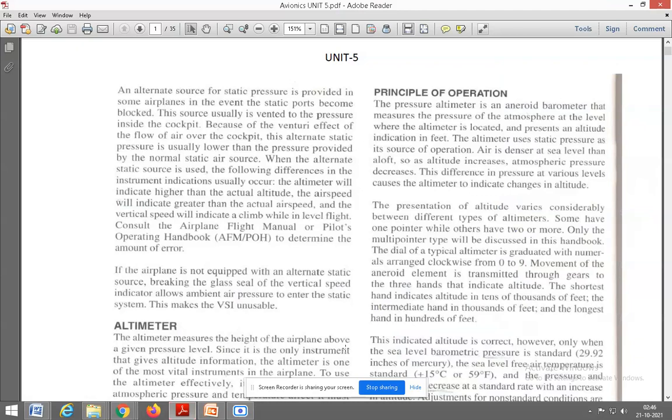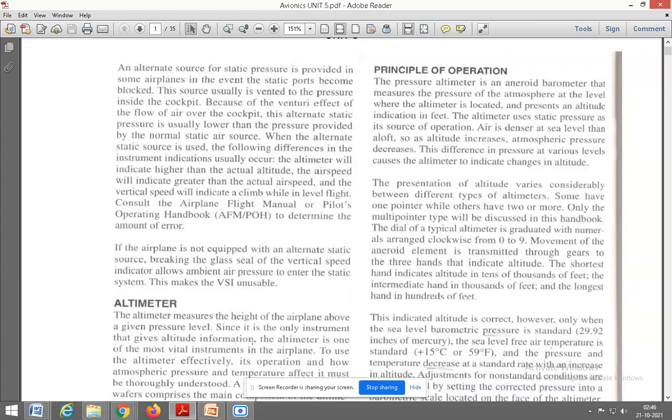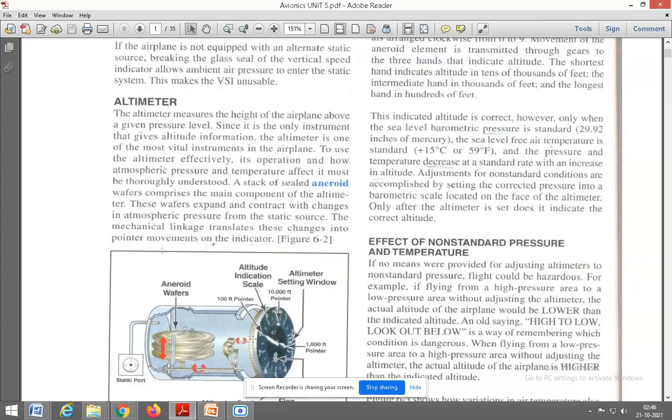If the airplane is not equipped with an alternate static source, breaking the glass seal of the vertical speed indicator allows ambient air pressure to enter the static system. This makes the VSI unusable. So if you are in some other plane that does not have an alternate static source, you will use the vertical speed indicator, in which the glass cell may be broken to get your static pressure. Okay. So now we are going to see about the altimeter.